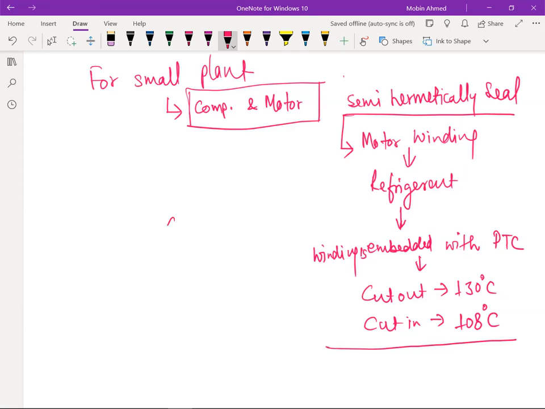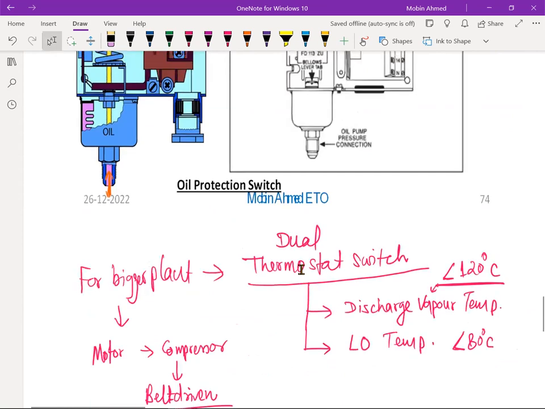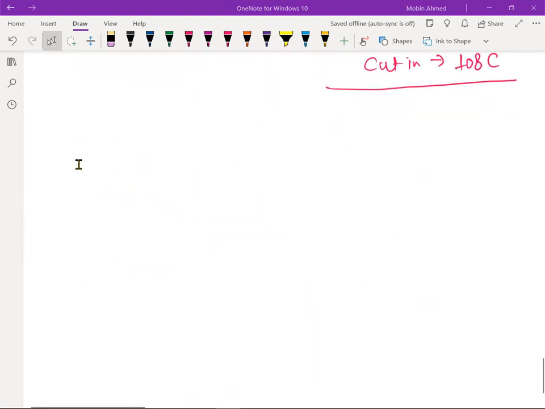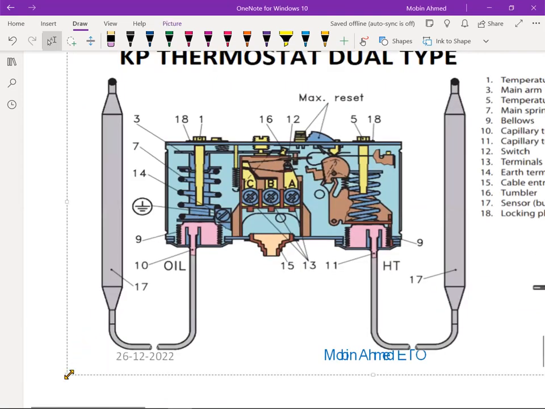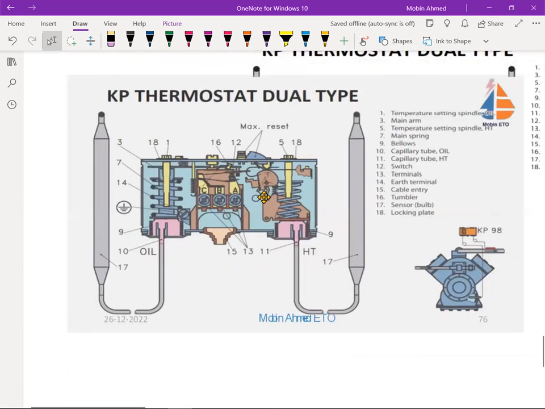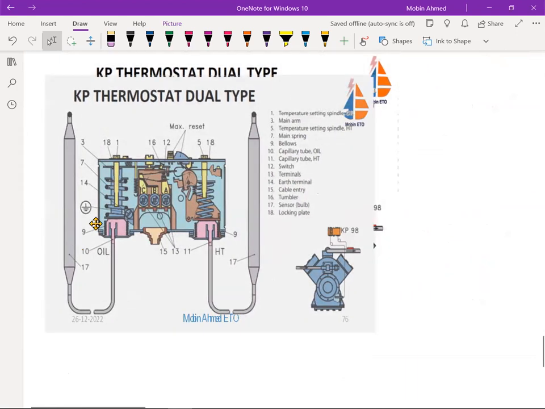So this protection is known as overheating protection. What is it known as? Overheating protection. And here we are going to place the thermostat. How this thermostat looks, I'll just put it here so you can see the picture of that. This is the KP, that is the name of the dual thermostat. You can see KP98. That is being used.